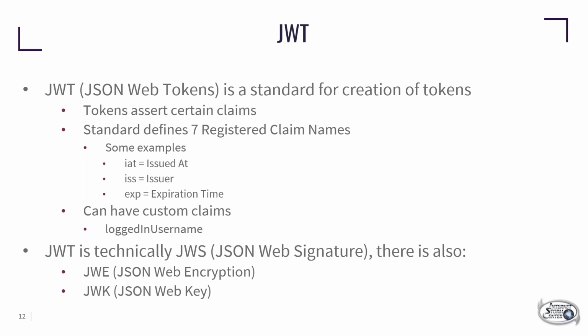An epoch timestamp of when the particular token was issued. We can have the issuer name, we can have the expiration time, and so on and so on. As I said, we can have custom claims as well. So we can put something like logged in username, which will be the username of our current user, stored in the token. The goal of the token is, again, to assert certain claims.